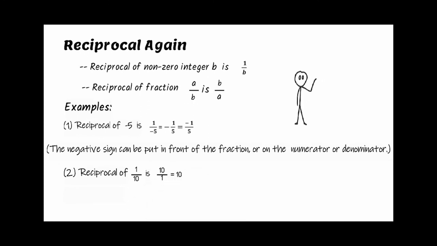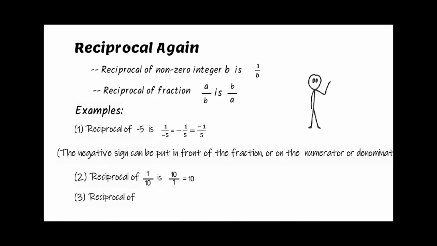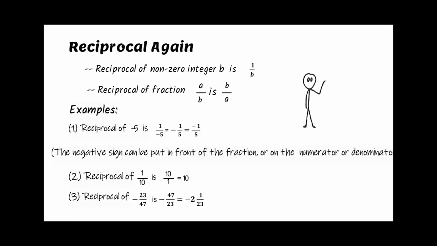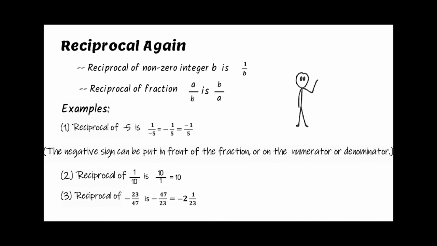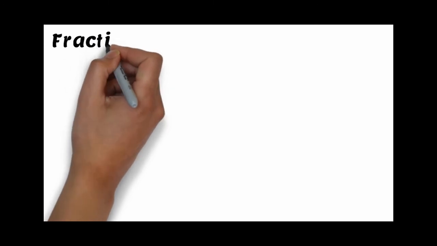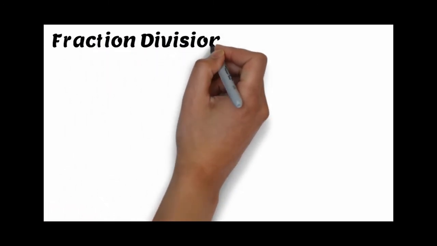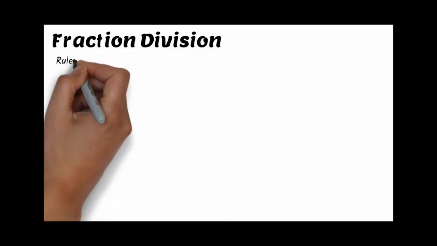Okay. So third example, reciprocal of -23/47. So that is -47/23. Now this is an improper fraction, and we're going to convert that into a mixed number. And the equivalent mixed number for this improper fraction is -2 and 1/23. The reason we're revisiting reciprocal is that it's going to be used in fraction division.